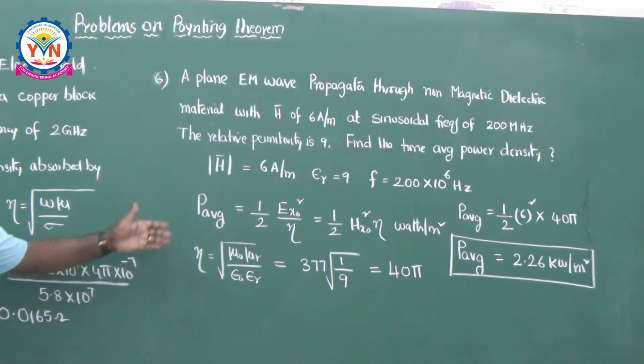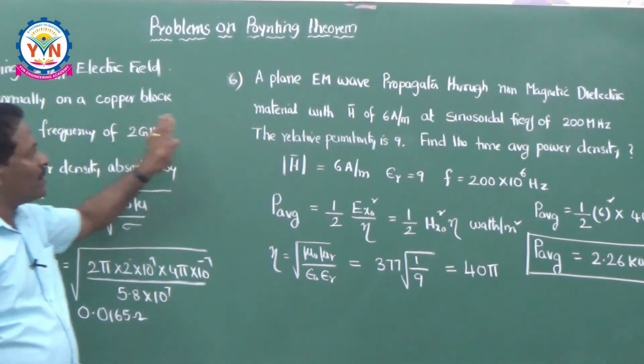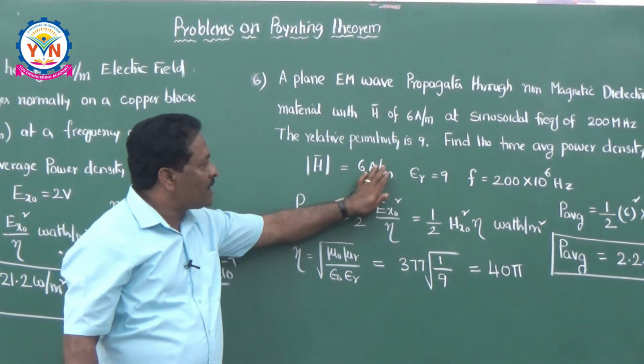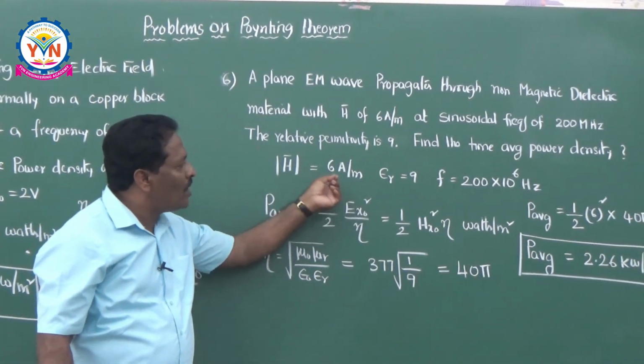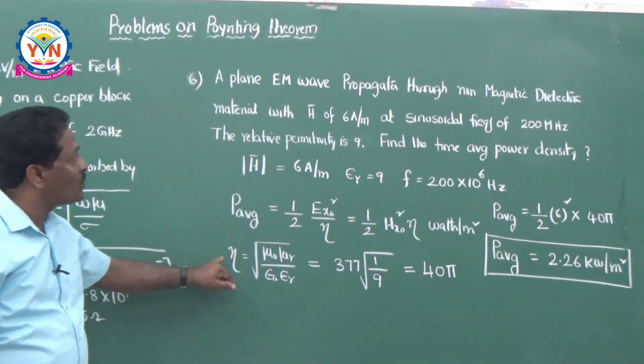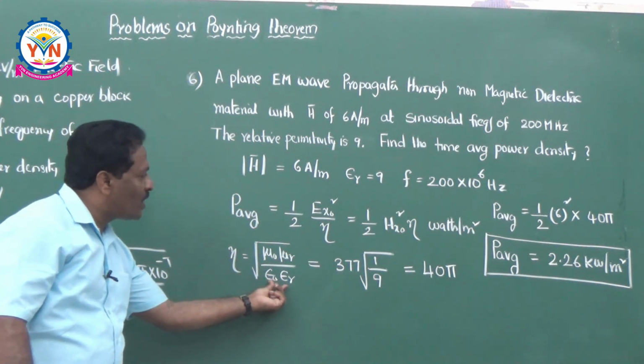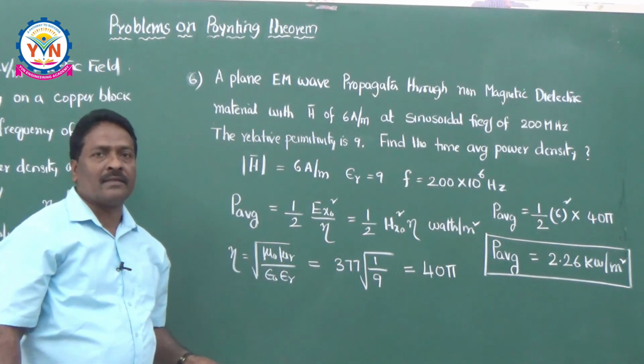So this is the way of doing this problem. In the previous problem he has given electric field intensity, now he has given magnetic field intensity. The technique is how to get the eta value. Whenever you are calculating eta, you have to see which medium it is. As it is a dielectric medium, you have used this formula and you got this answer like this. Okay.